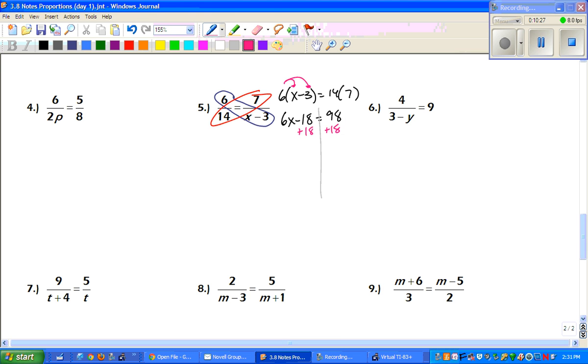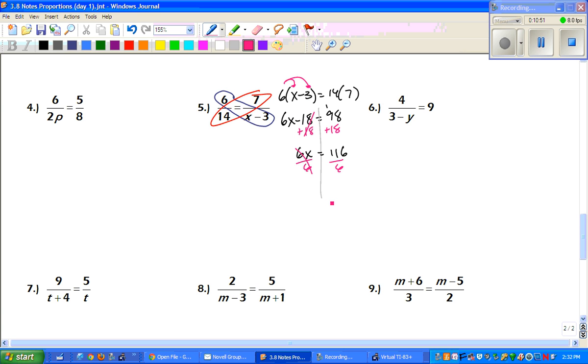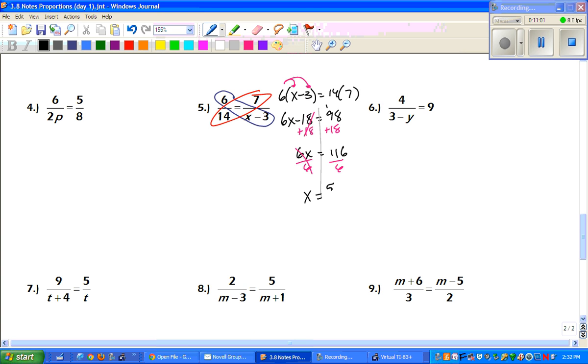So plus 18, 6x equals 6 carry the 1, 116, divide by 6. 116 divided by 6. Oh, and let's see, can we reduce that? You should be able to divide both the top and the bottom by 2. So let's see, 116 divided by 2, 58. So 58 over 3.